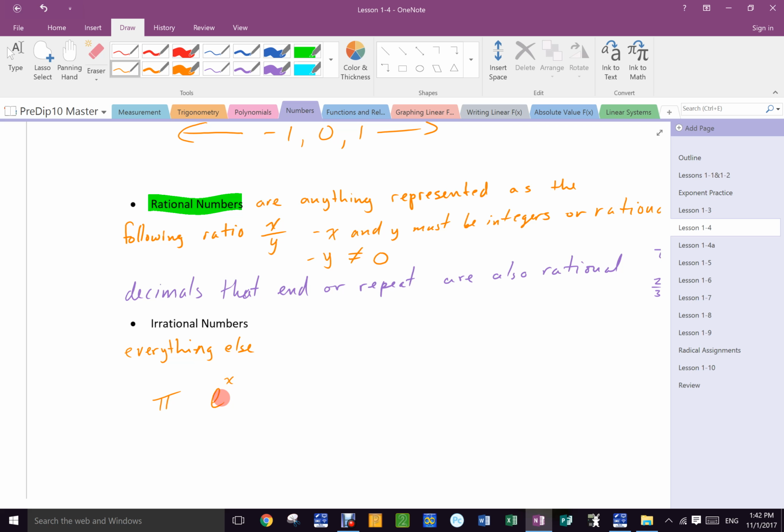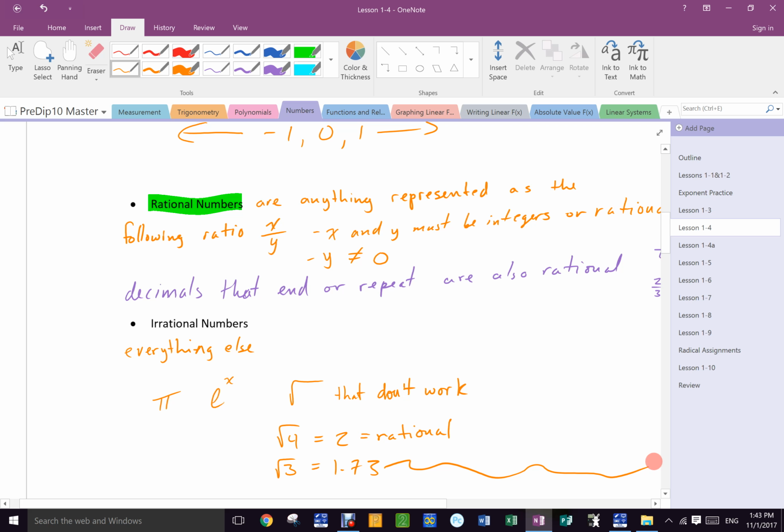But for you guys, what you are going to use for irrational numbers more than anything are radicals that don't work. So here's what I mean. Square root of 4, what's that? 2. So that is rational because it works. Square root of 3. What's square root of 3? 1.73, blah, blah, blah. It doesn't work, so it's irrational.